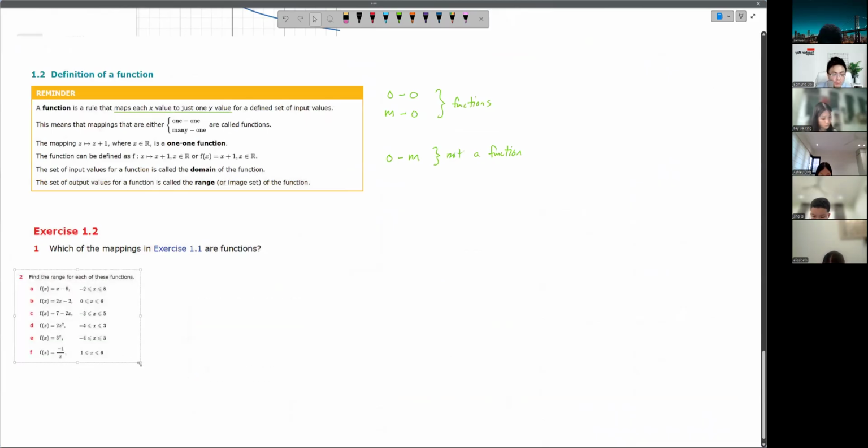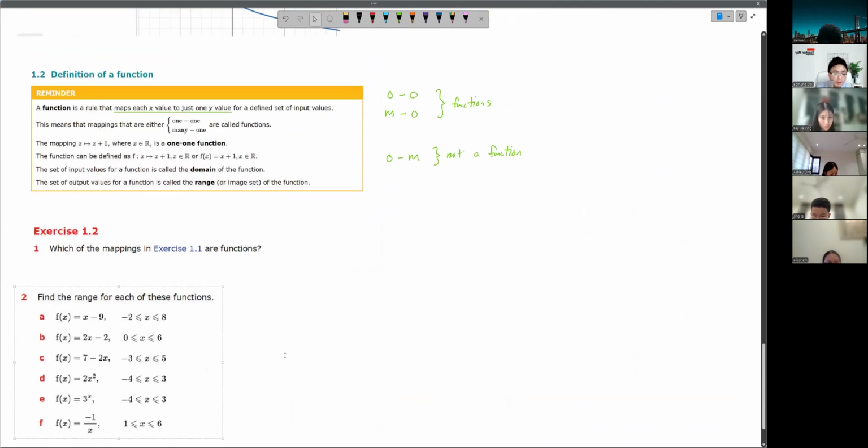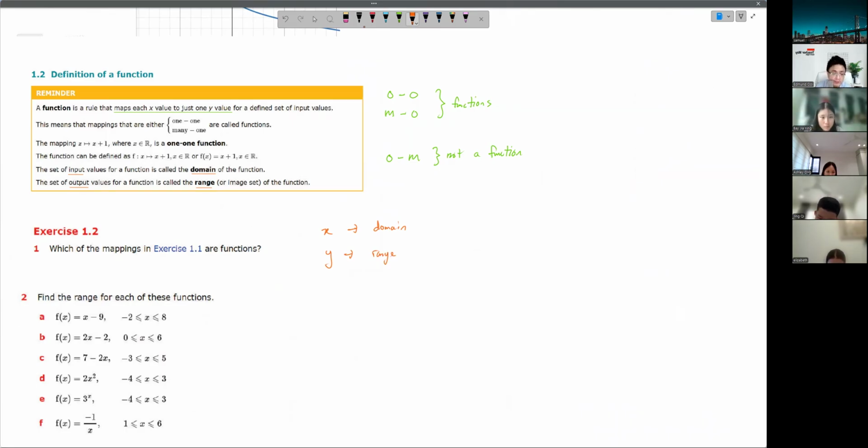Question 2 says you want to find the range for each of these functions. Before that I need to teach you what a range is. A set of input values for a function is called the domain. A set of output values is called the range. So the keywords are: input, domain; output, range. Your x is your domain and your y is your range. This is a mathematical term.